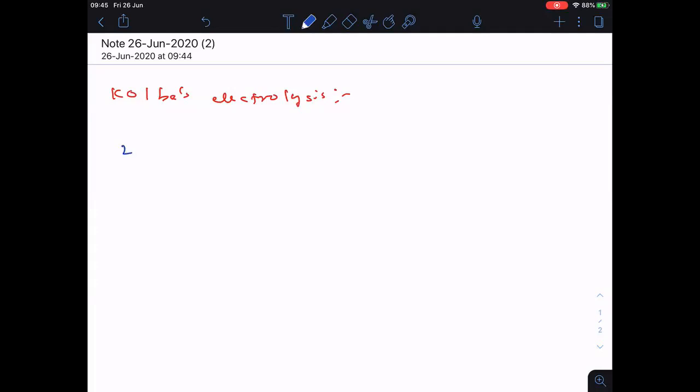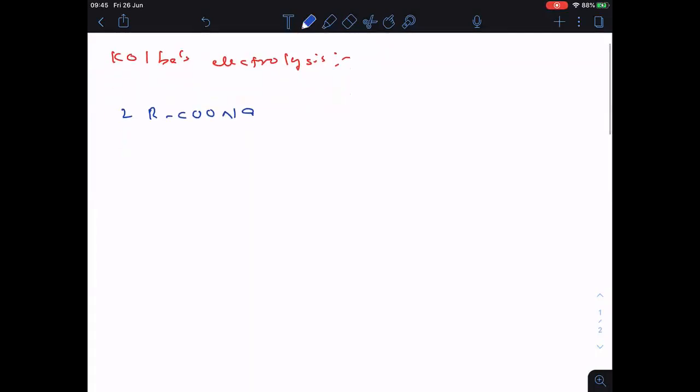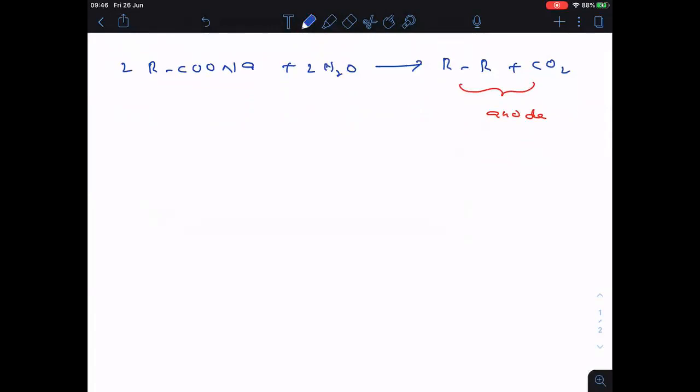Okay. Now here, what happened in this one: 2 moles of RCOONa, that is the sodium salt of carboxylic acid. Let us take its aqueous solution. Clear? When it is subjected to electrolysis, then here what happened? R-R is formed and CO2. Remember everyone, these are the two products formed at the anode. Clear? Alkane is formed and CO2.